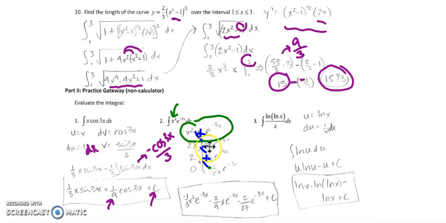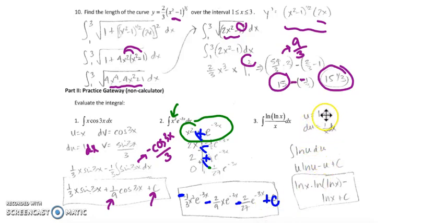So my first term was a positive times a negative. It comes out negative. My second term was a negative times a positive, which came out negative. And my third term was a positive times a negative, which came out negative. So all 3 terms in this one are negative. And then don't forget your plus c.